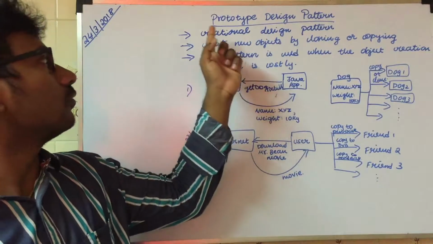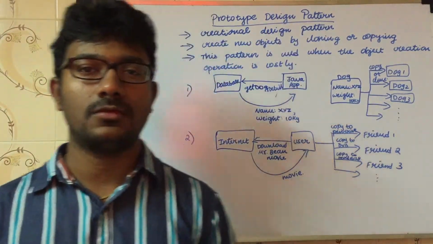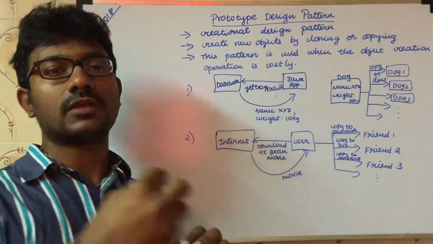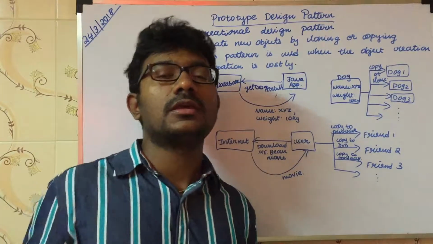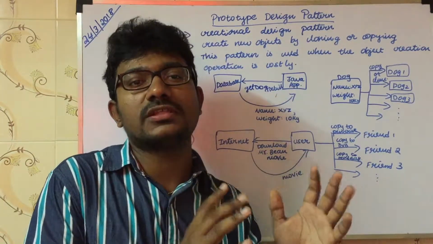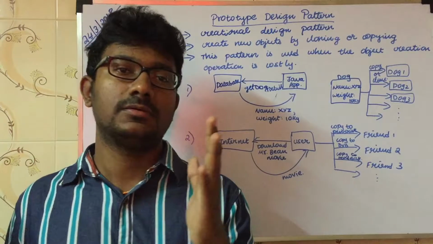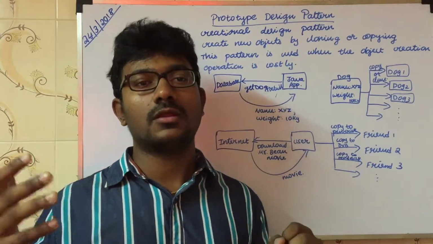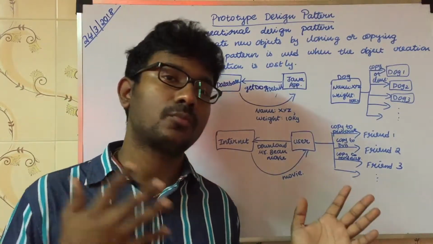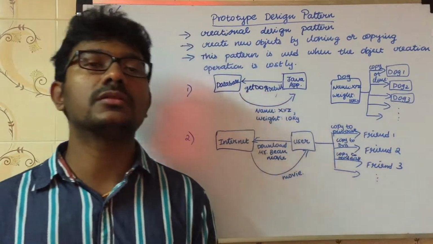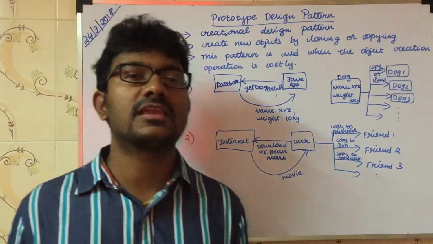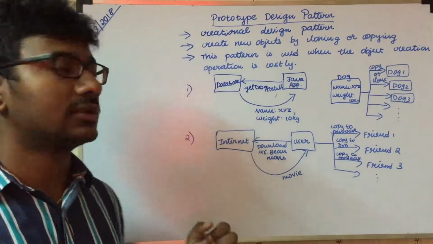Now we are going to discuss the prototype design pattern. The name itself conveys that it's a prototype. There is some virtual thing, and by using that we can create the actual things. For example, if you are building a new house, there is some prototype. Using the prototype, you can create the actual object.